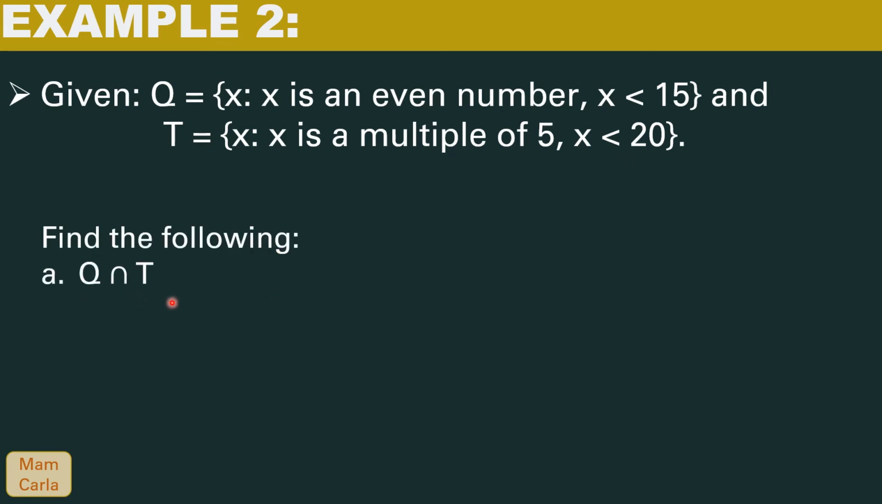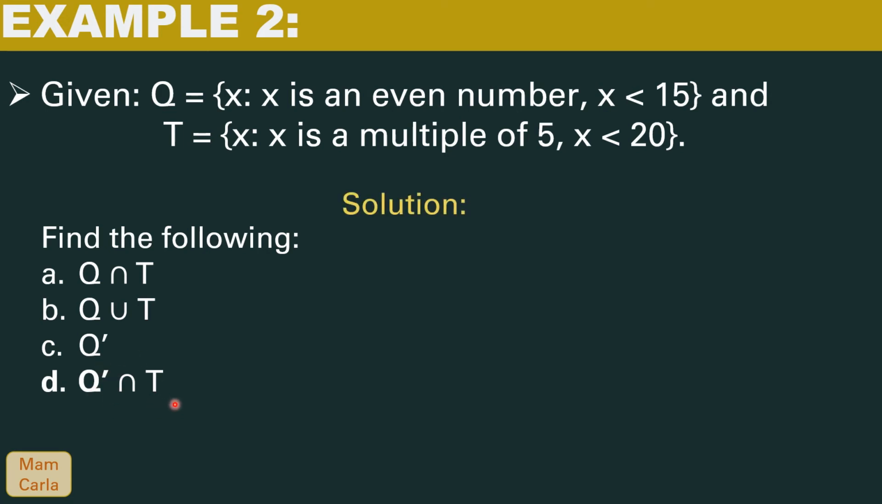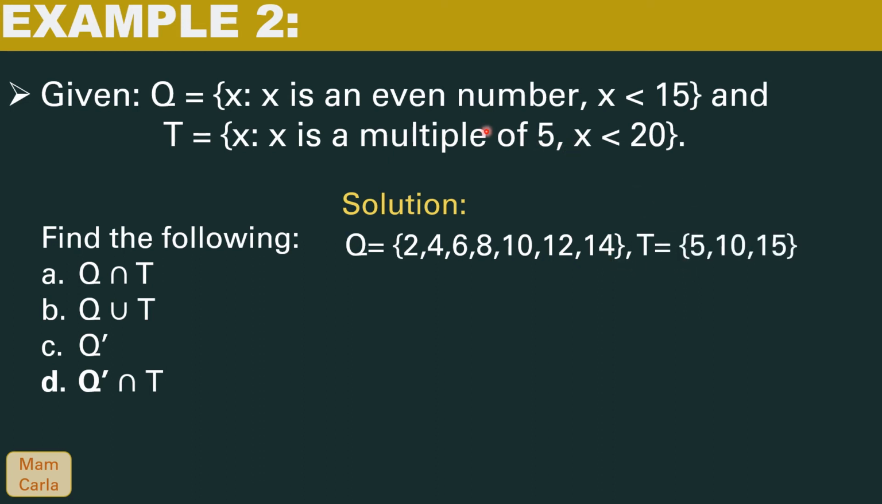Q intersection T, Q union with T, Q complement intersection with T. So for the solution, let us try to identify the elements of Q. These are even numbers less than 15. So we have 2, 4, 6, 8, 10, 12, 14. And for set T, we have multiples of 5 less than 20. We have 5, 10, 15.